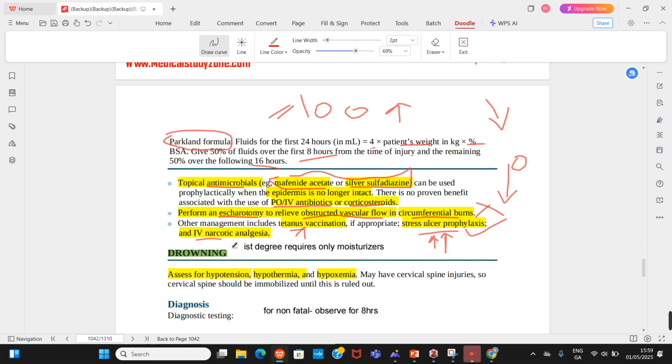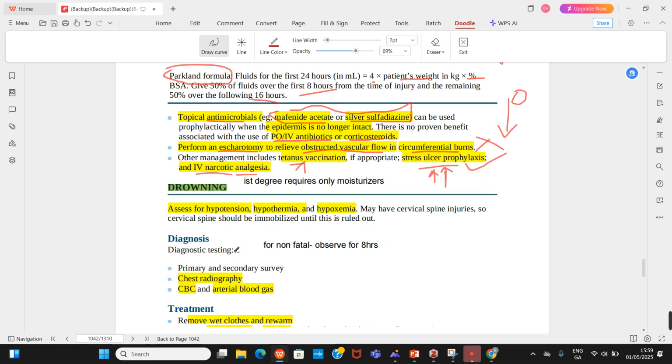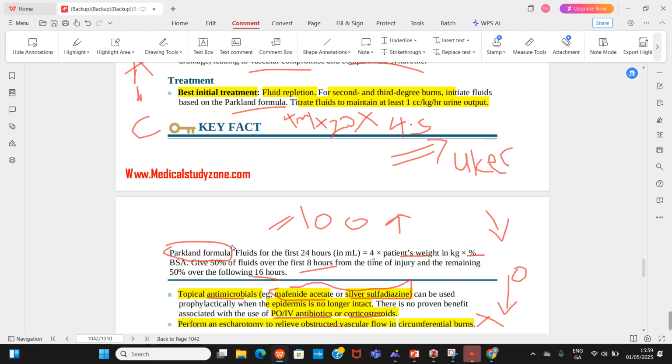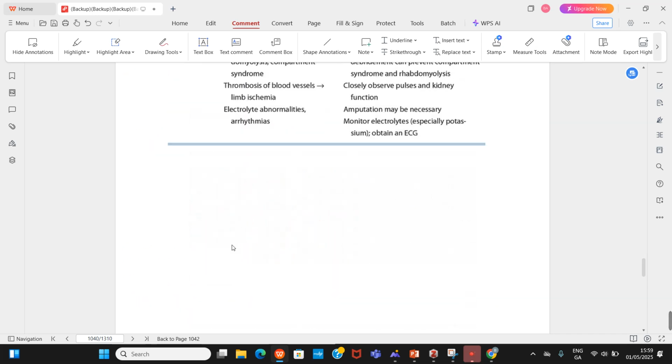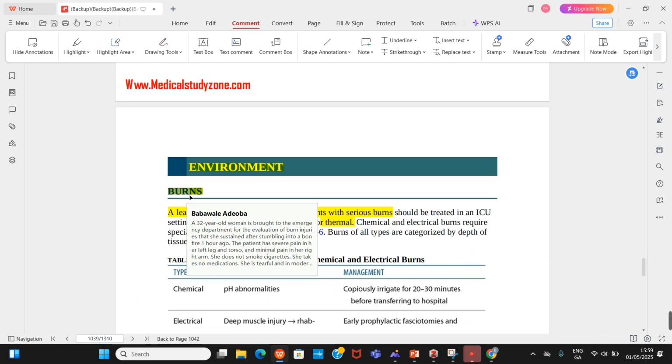Then because of the pain, give them IV narcotics. Burn injury is very painful, very, very painful stuff. I've never had one before, but you can imagine, because of course if we touch something hot, you know what they are going through. So give them IV narcotic analgesics. Right. So that is all about burn injury, and let's see if we have any question here.